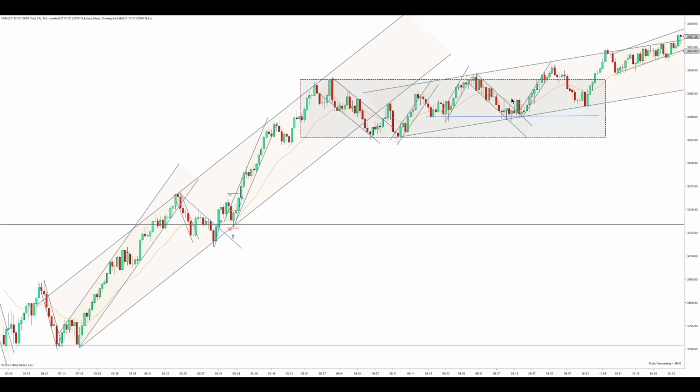I feel like there's some bullish momentum still in play, and there's a clear bullish imbalance. So I just want more confirmation before I go short. That's all.